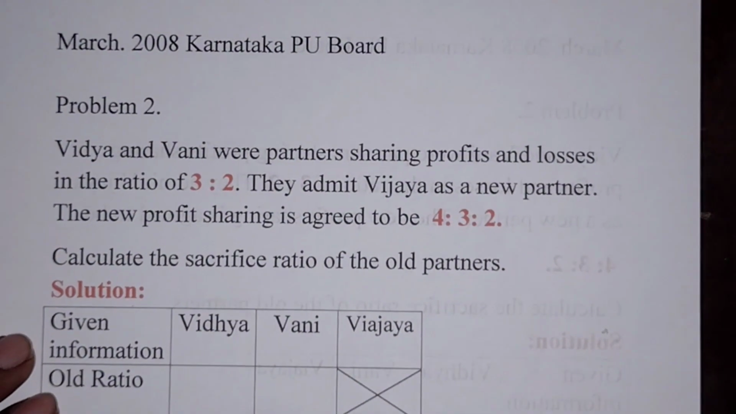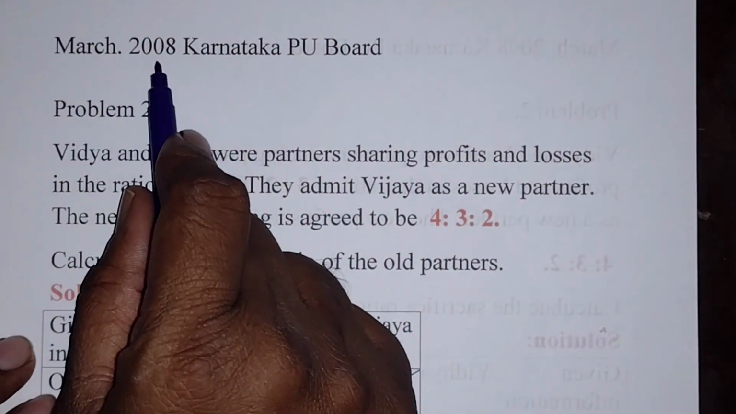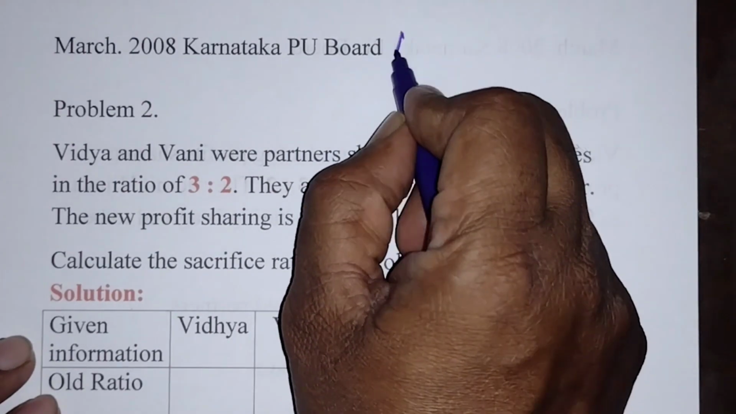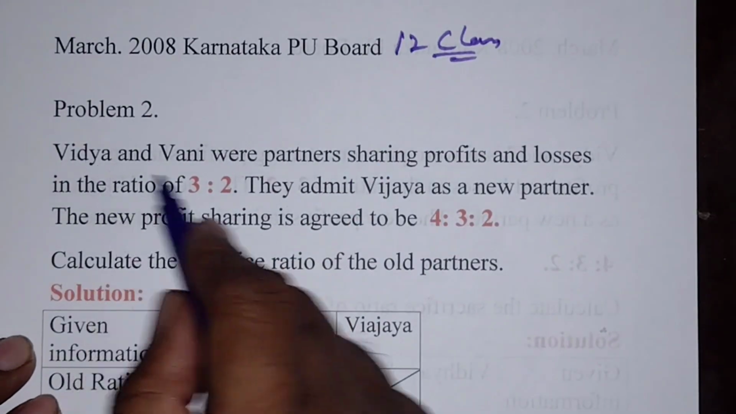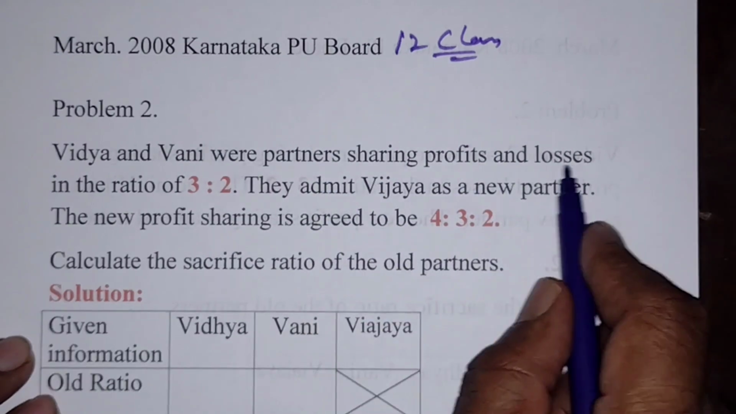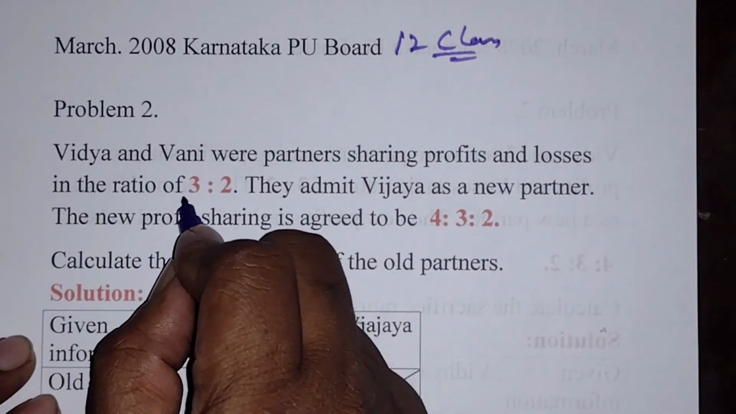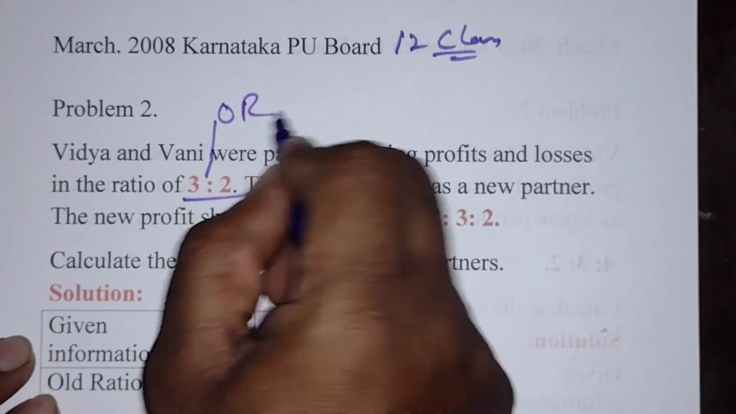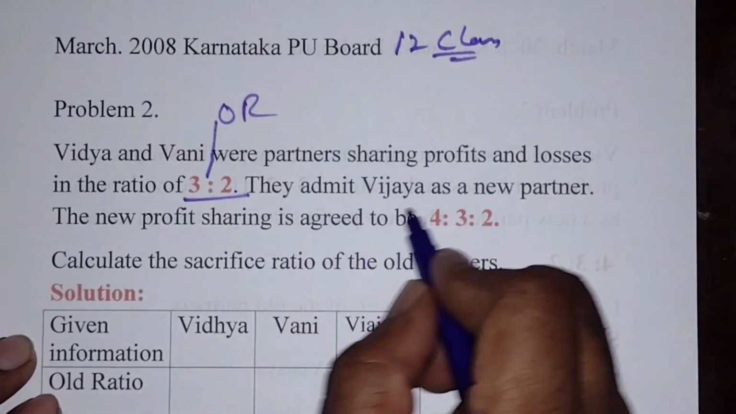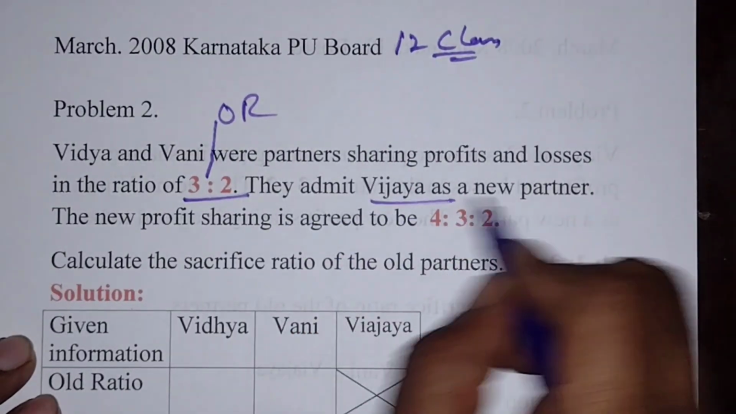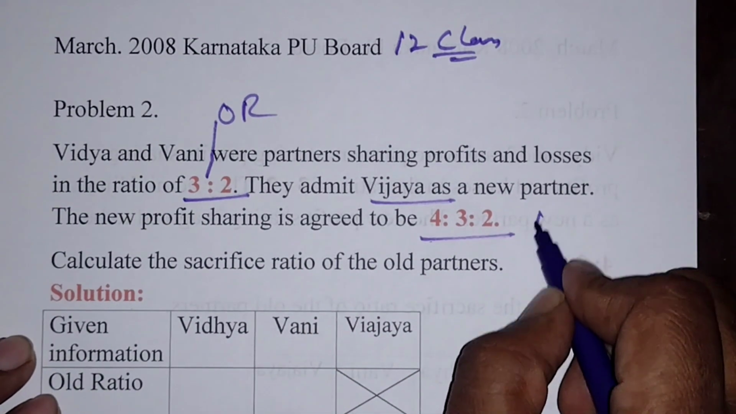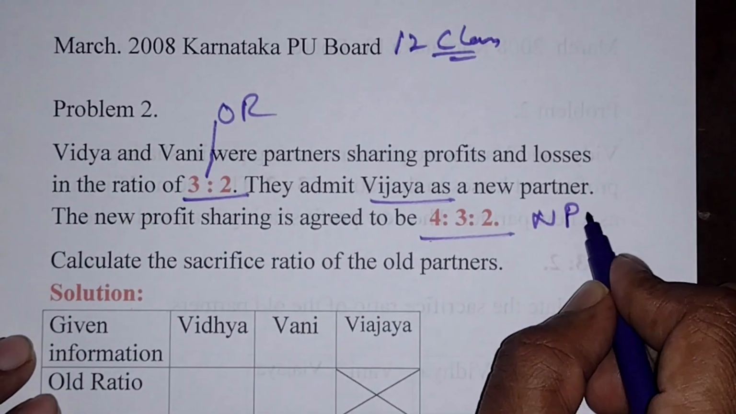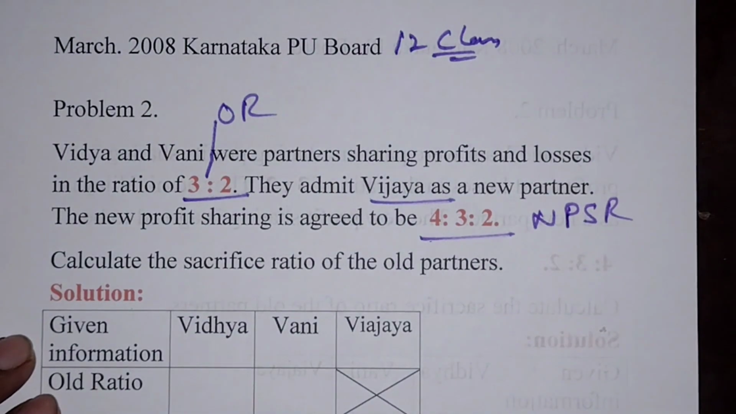Now, this question was asked in March 2008 in the Karnataka PU board, that is for class 12. Vidya and Vani were partners sharing profits and losses in the ratio of 3:2. This is called the old ratio of the old partners. They admit Vijaya as a new partner. The new profit sharing ratio is agreed to be 4:3:2. This is the new profit sharing ratio of all the partners.